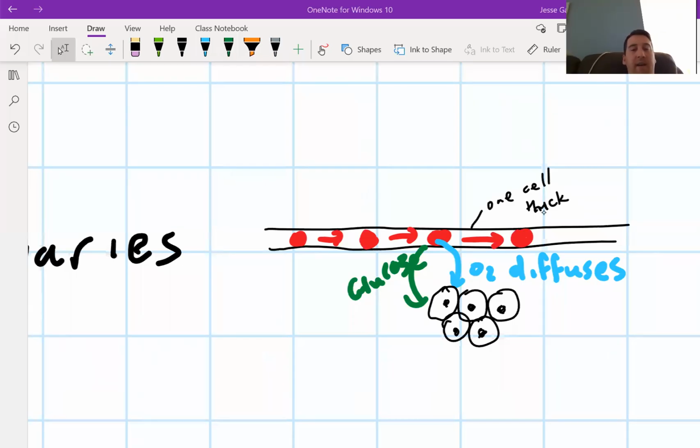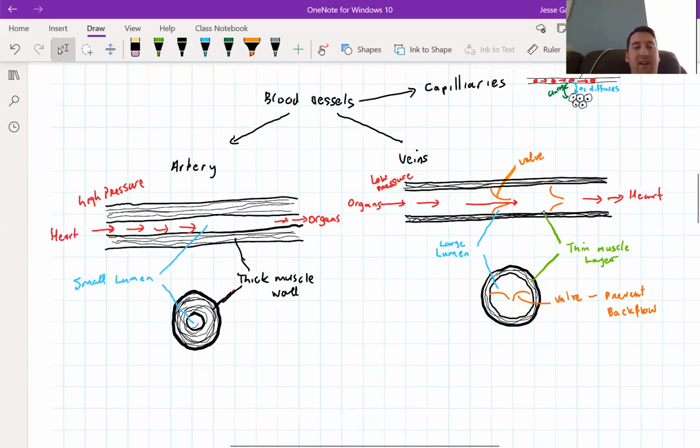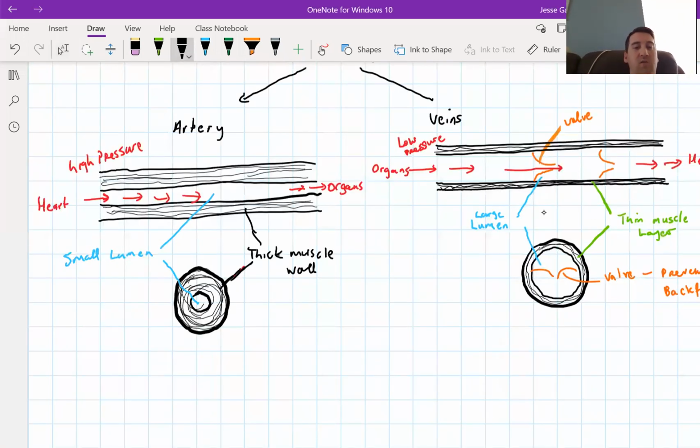Where do capillaries fit into the big picture? Capillaries are really, really important. Remember, they let the blood do its job. They let the blood deliver the materials to the tissues that contain the cells. So where do they fit in here? Well, they connect arteries to veins.